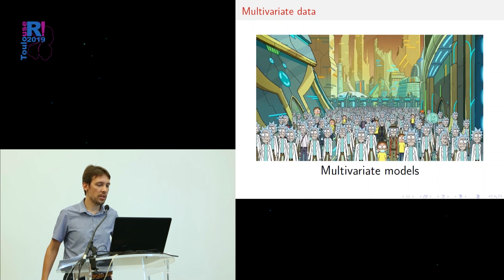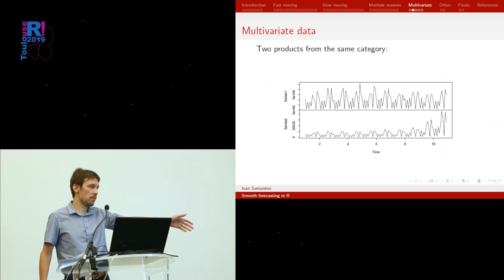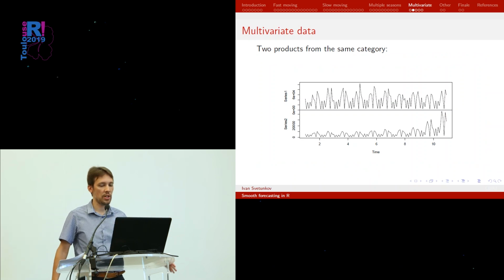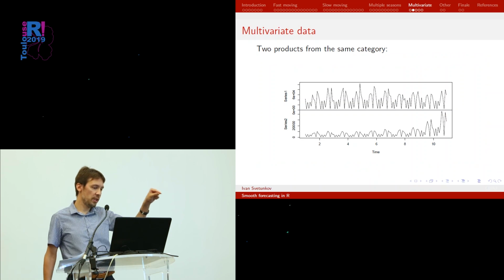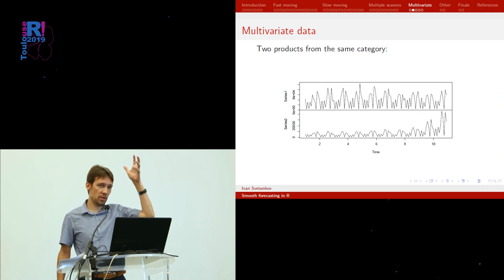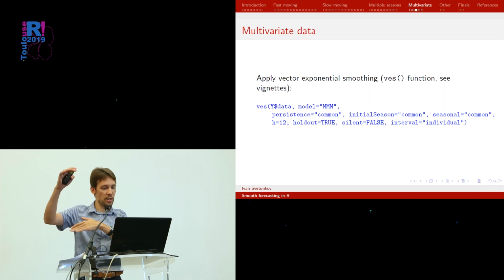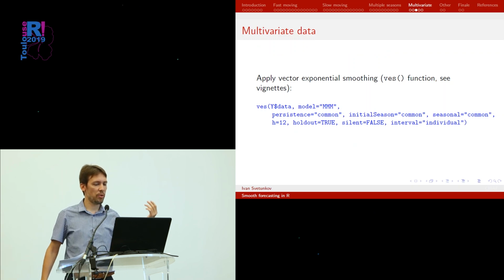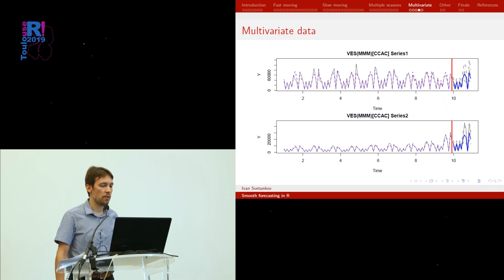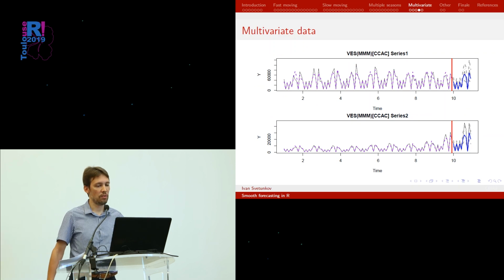Last, multivariate models, and very briefly about that. In some cases, you can have several products, right? And they have similar patterns, similar seasonality, similar trends, and so on. You could fit exponential smoothing for each one of them, but you could also do it all together, and this is what the vector model does. So we consider data as multivariate. There are different parameters also explained in vignettes. And as a result, you get forecasts for each of the time series, and they are somehow connected or related to each other.